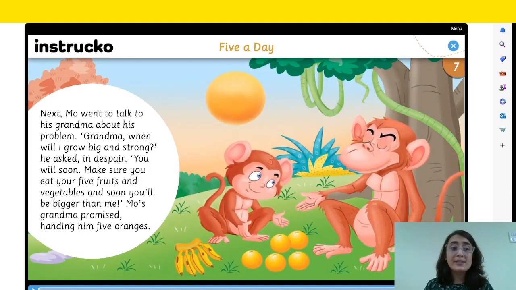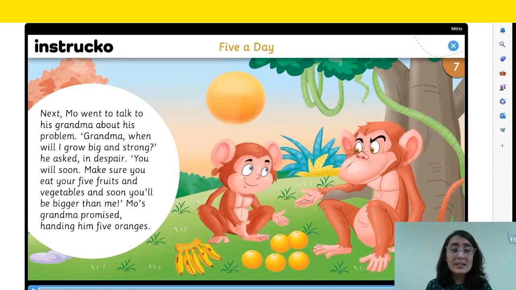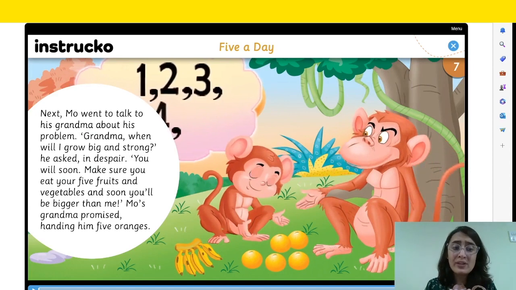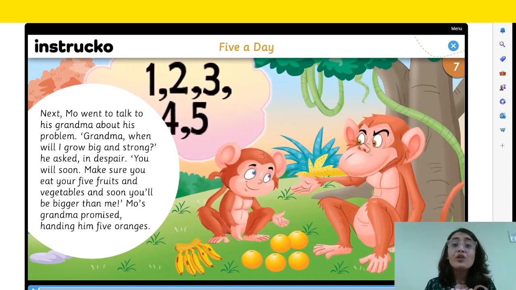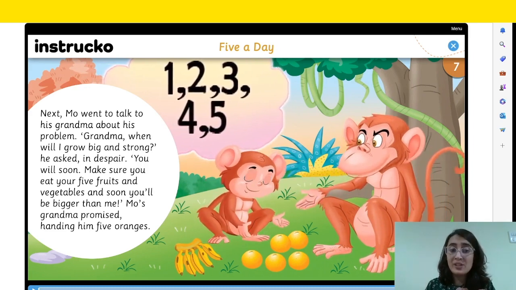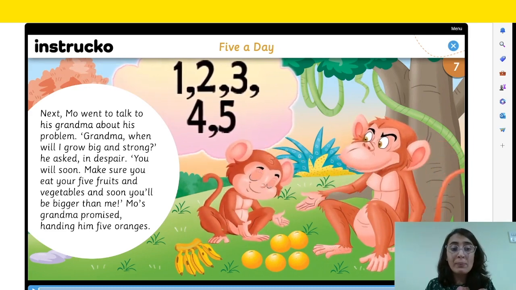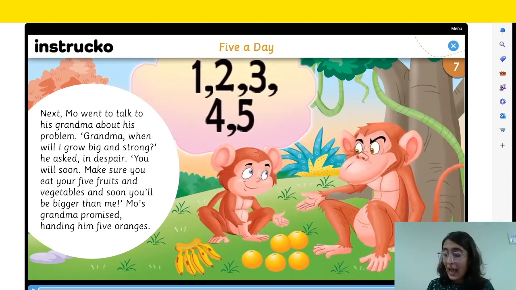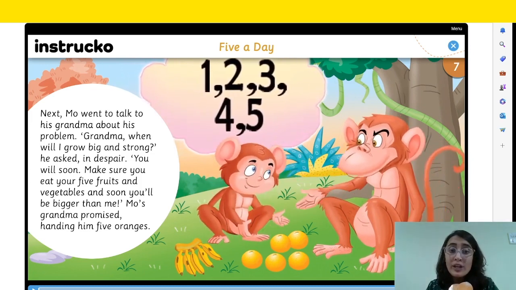Now, next, Mo went to talk to his grandma about his problem. Grandma, when will I grow big and strong? He asked in despair. You will soon. Make sure you eat 5 fruits and vegetables, and soon you will be bigger than me. Mo's grandma promised him, handing him 5 oranges.